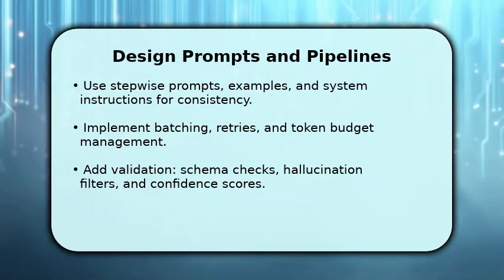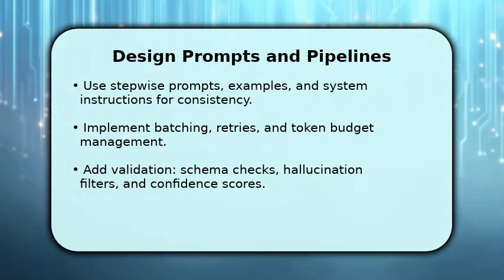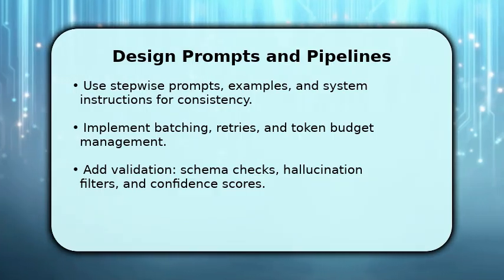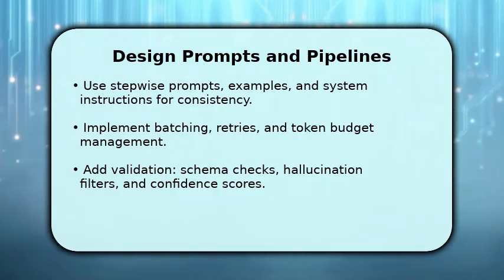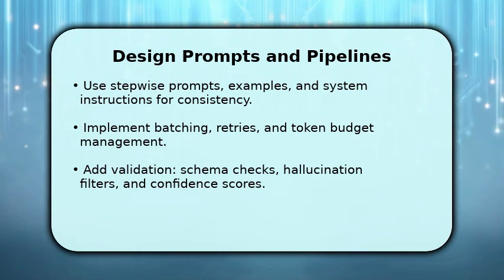Also add validation layers. Check schemas, filter hallucinations, and compute confidence scores. These measures let you accept, flag, or reprompt outputs automatically and keep the pipeline reliable as loading.